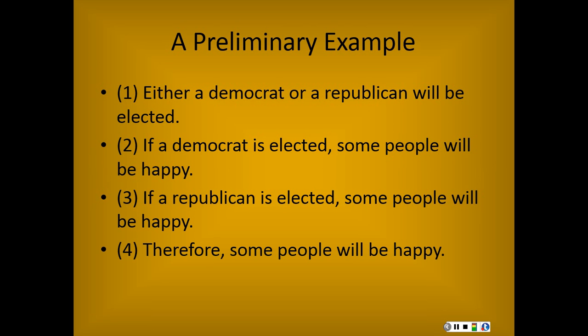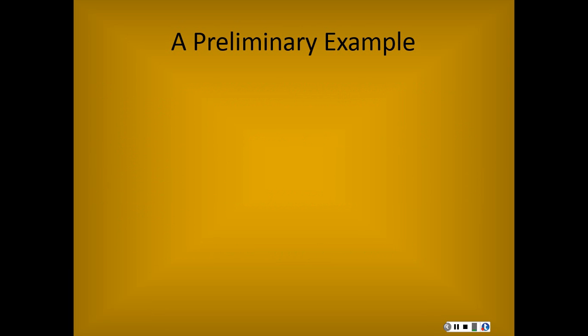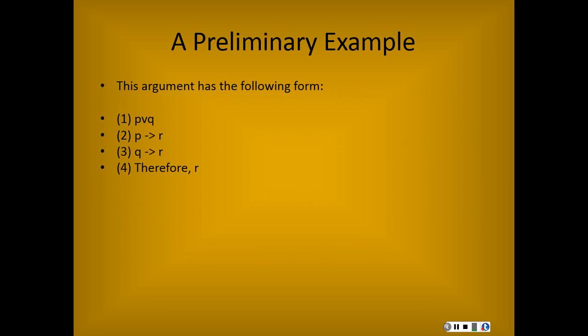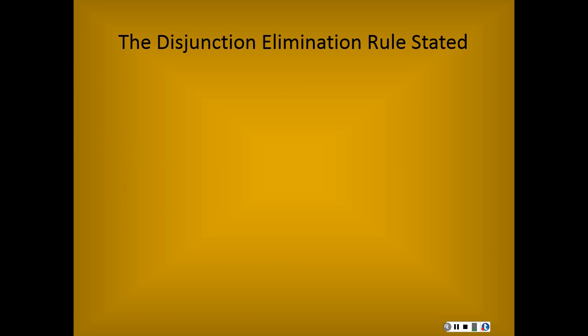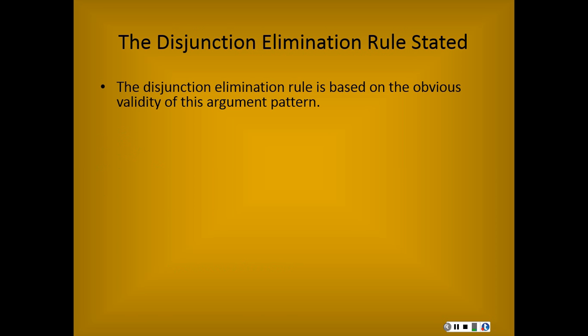Now, this argument is straightforwardly and self-evidently valid. It exemplifies the following argument pattern, P or Q. If P then R, if Q then R, therefore R. Or if we write this out as a sequent, it may be written as follows. As I said, this argument pattern is clearly valid. And the rule of disjunction elimination is based on the obvious validity of this argument pattern.